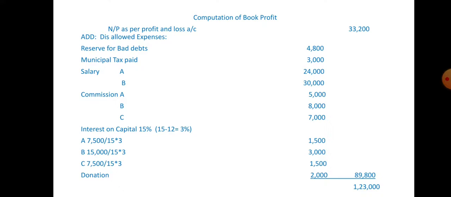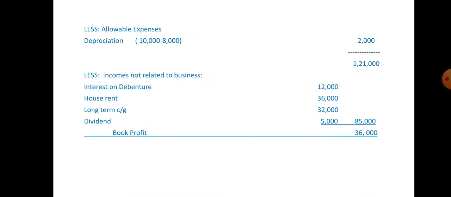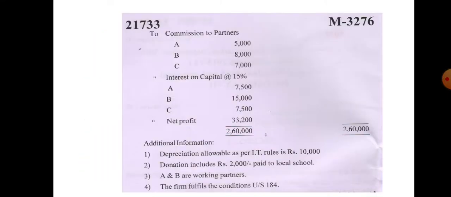After that you go for disallowing. You take the total of the disallowed expenses. The total you get is 89,800. If you add it, you will get 1,23,000. After that you take the heading less allowable expenses. In allowable expenses, you have to check the adjustment or the additional information. See, the first one is about depreciation. About depreciation, I told you they have to deduct 10,000, but 8,000 is deducted. Means still how much is to be deductible?